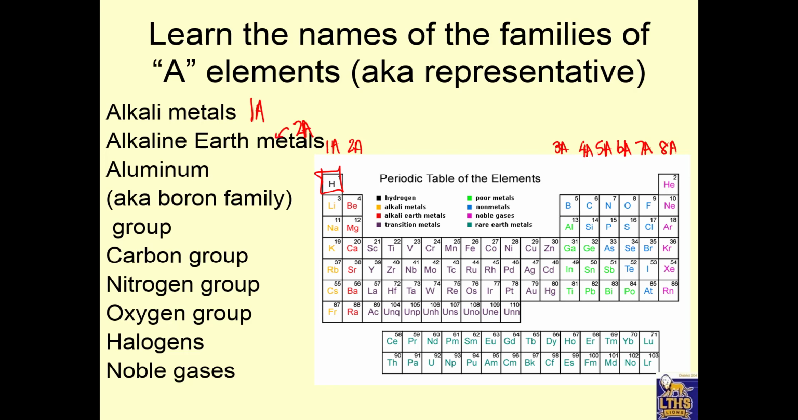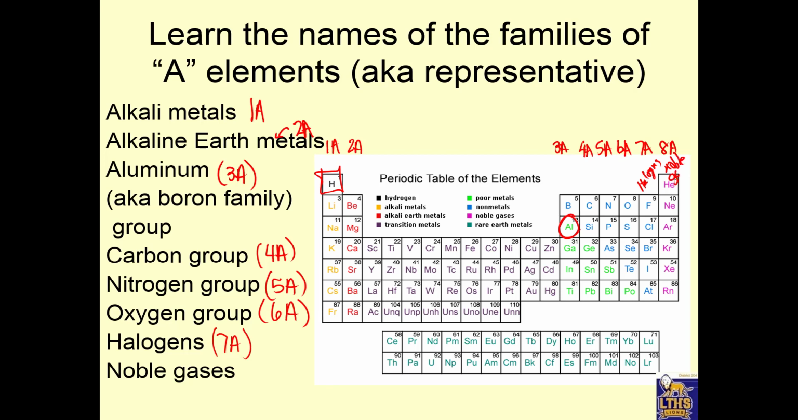Okay. The aluminum family is group 3A. Usually you name them after the top element. Carbon family is group 4A. Nitrogen's 5A. Oxygen's group 6A. The family is named after the first element. The halogens are 7A. All right, so these are the halogens. They have a special name. And these are the noble gases.